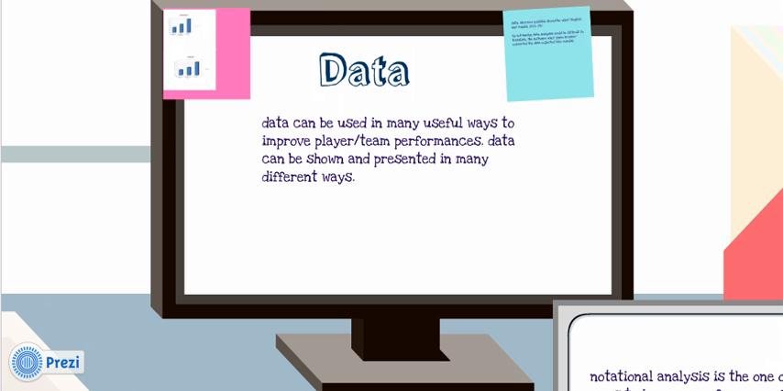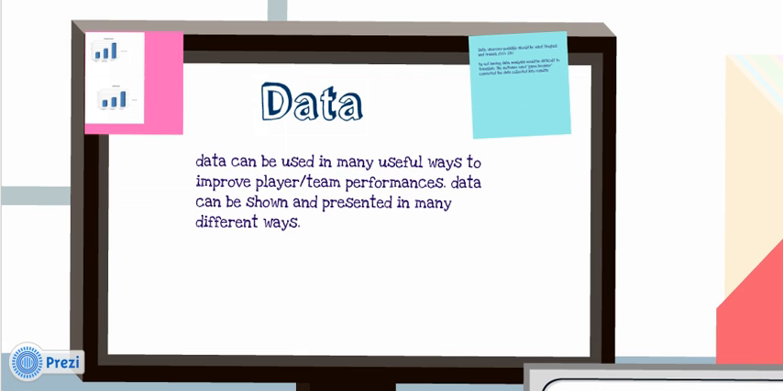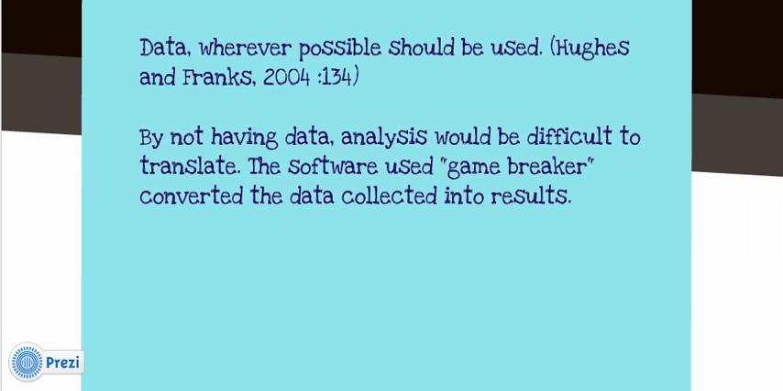This is the data stage. Data can be used in many useful ways to improve player and team performance. It can be presented and shown in many different ways. The way that I used, which you'll see in a minute, is graphic form. Just a little bit here, look, which says data wherever possible should be used. It's Hughes and Franks again, just stating that data, if done right, doesn't lie.